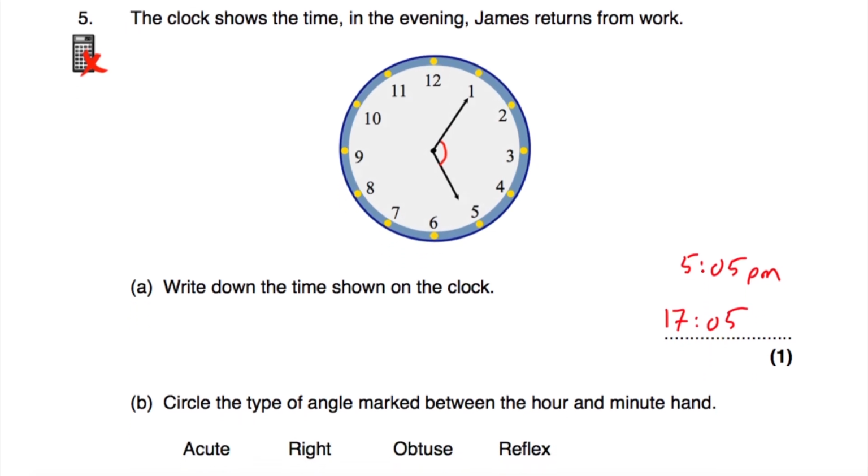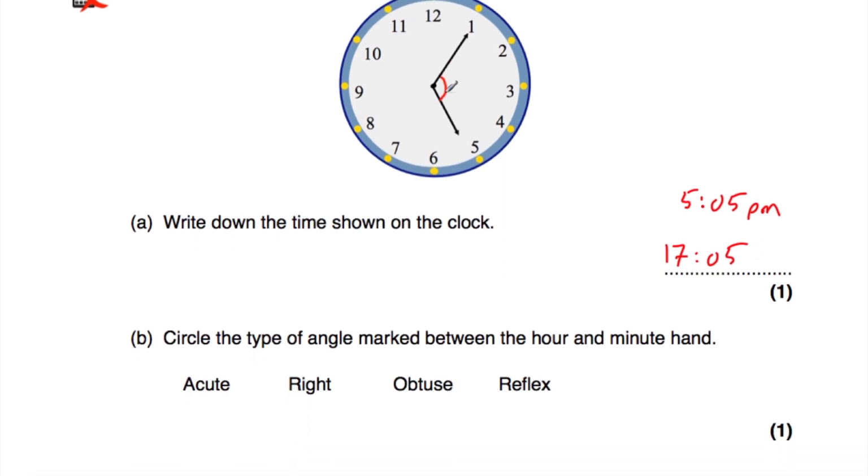Okay, let's look at our next part, part B. Part B says circle the type of angle shown between the hour hand and the minute hand. So here's the hour hand and here's the minute hand, and we want to circle the type of angle that's marked between those two hands, and you can see that's shown in red here. If we have a look at it, this angle is bigger than 90 degrees but less than 180, so that's going to be an obtuse angle.